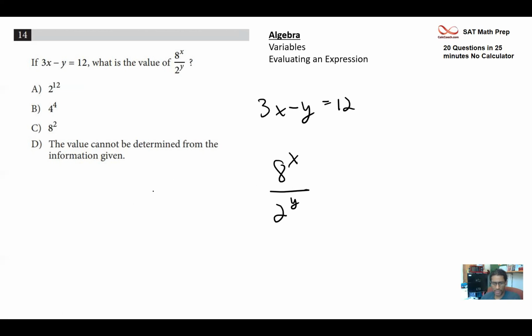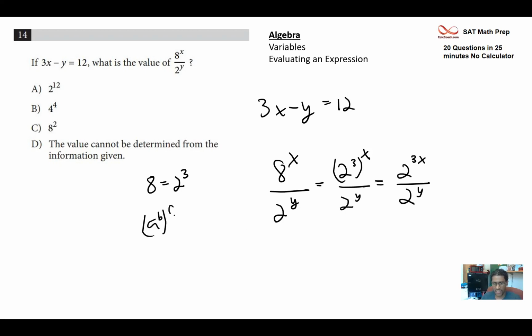In exponents, we have the fact that 8 is 2 cubed. And so 2 cubed raised to the x, when you raise something to a power and raise to another power, you multiply the exponents. So that's 2 to the 3x. And in the denominator, you just have 2 to the y. And so a to the b and then to the c is a to the b times c.